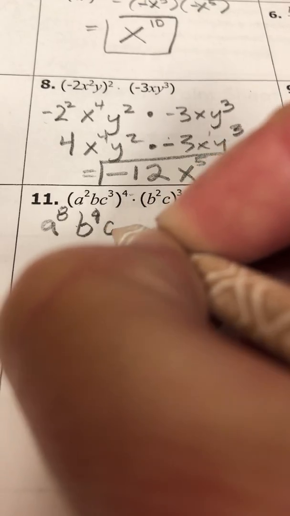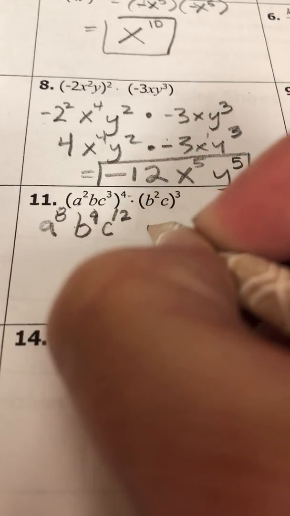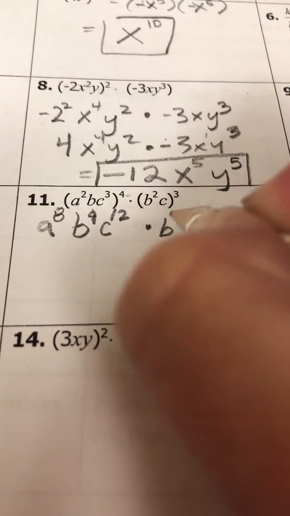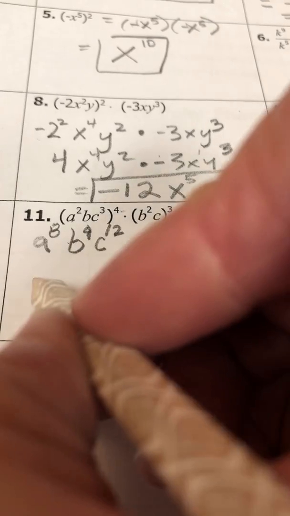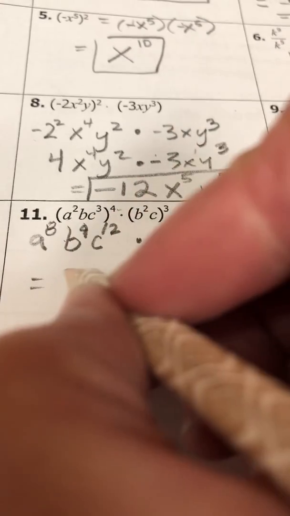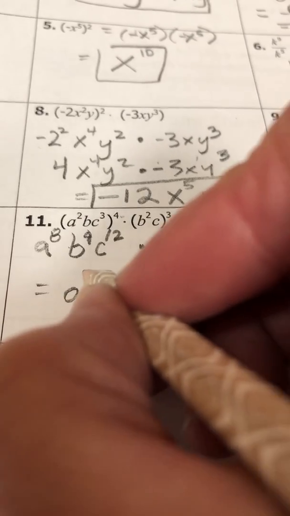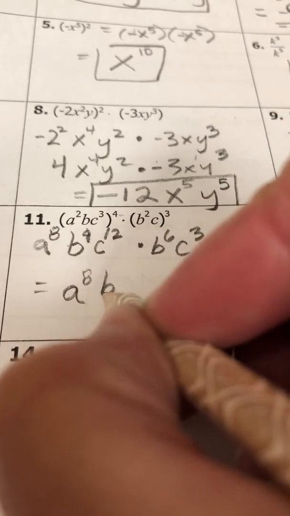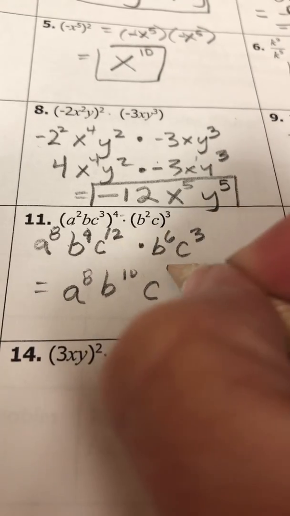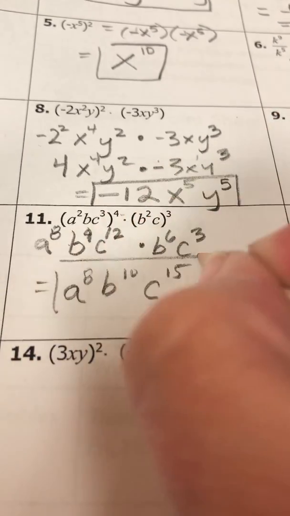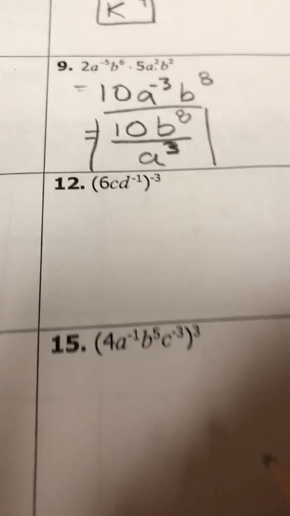And I have c to the 12th, just multiplying those. And then over here I have b to the 6th and c to the 3rd. And now I get to use the product rule and just add these together. So I have a to the 8th. I have b to the 10th because I'm adding 4 plus 6. And I have c to the 15th because I'm adding those two. And voila. There you go. This is so fun.